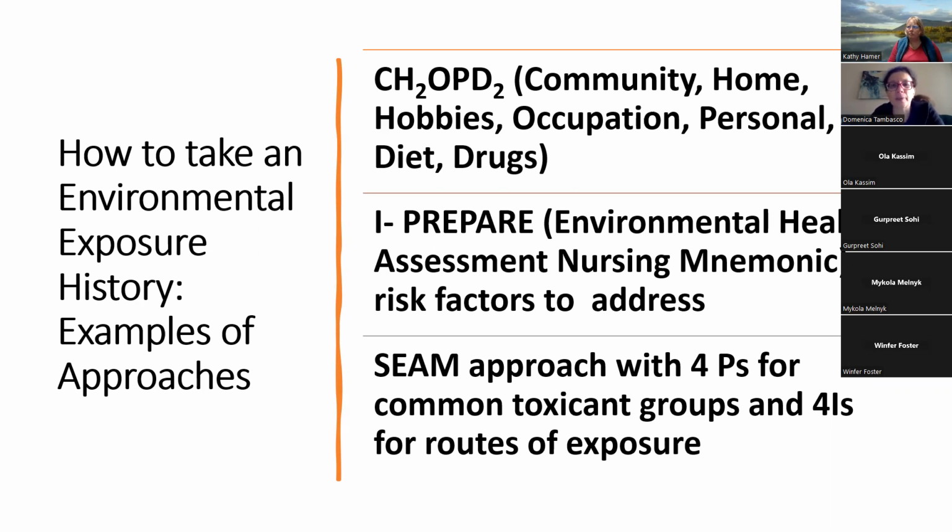at Women's College Hospital. Another one that I came across is used with occupational health nurses, called I Prepare. And the one that I developed myself is the SEAM approach, which I will discuss in a moment. And I also use the 4 Ps to remember the common toxicant groups, the 4 Ps being petrochemicals, pesticides, plastics, and perfumes, and the 4 Is for the routes of exposure, which are inhalation, ingestion, integument, and invisible. Next slide, please.